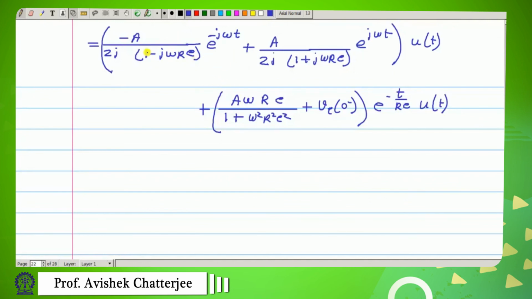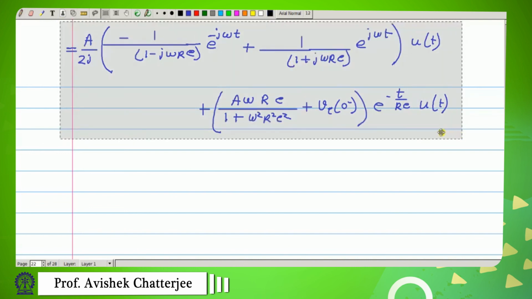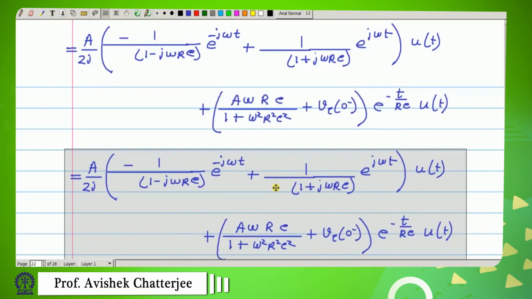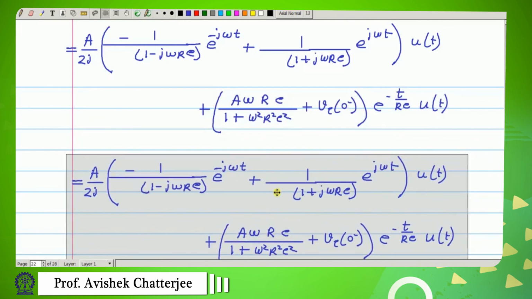This is what we have now. I will take this a by 2j common outside, like this. Then this is what we have now.